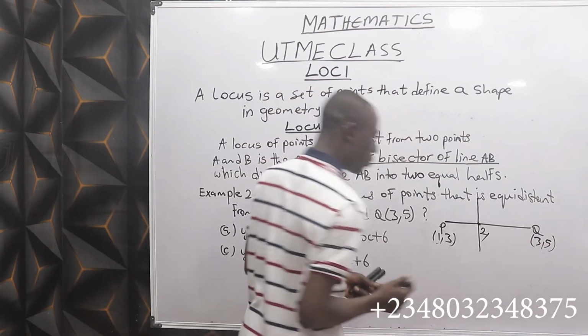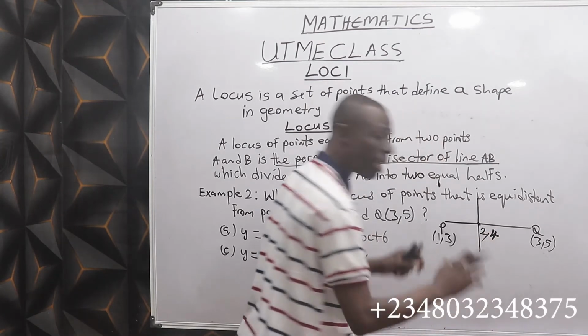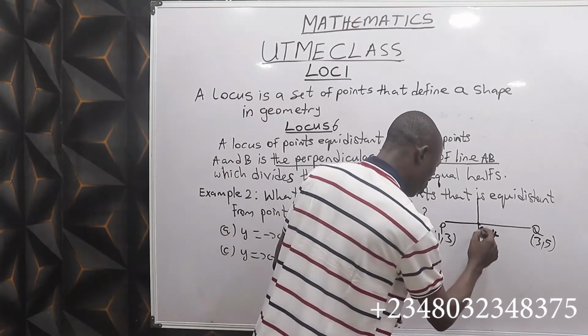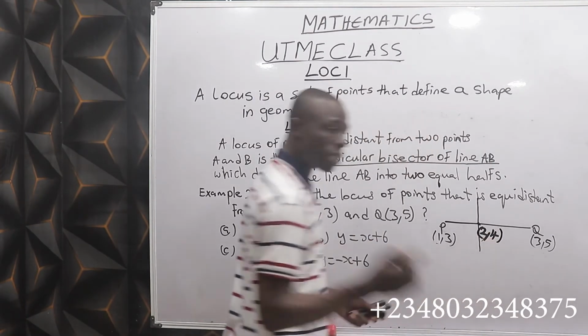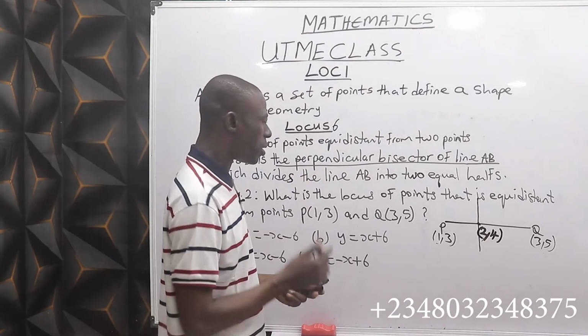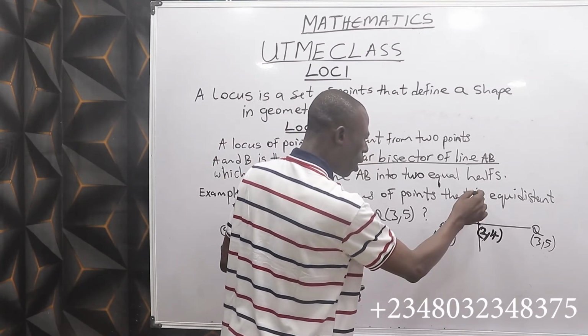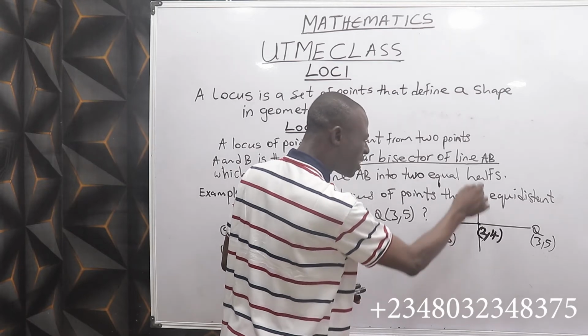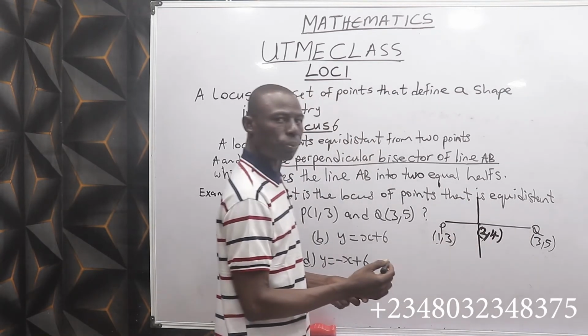3 plus 5, that's 8. Halve it, that is 4. This is the coordinate of the midpoint, which I have taught you before now in coordinate geometry. So that is the coordinate through which the perpendicular line here cuts the line PQ.